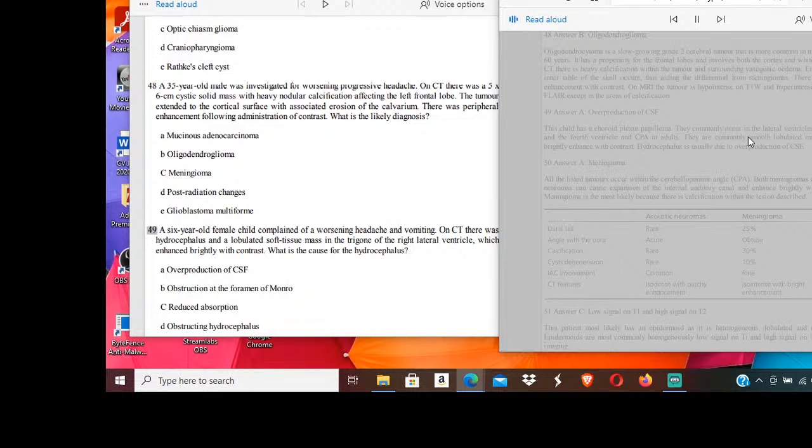48 Answer B, oligodendroglioma. Oligodendroglioma is a slow-growing grade 2 cerebral tumor that is more common in men aged 30-60 years. It has a propensity for the frontal lobes and involves both the cortex and white matter. On CT, there is heavy calcification within the tumor and surrounding vasogenic edema. Erosion of the inner table of the skull occurs, thus aiding the differential from meningiomas. There is variable enhancement with contrast. On MRI, the tumor is hypointense on T1W and hyperintense on T2 and FLAIR except in the areas of calcification.